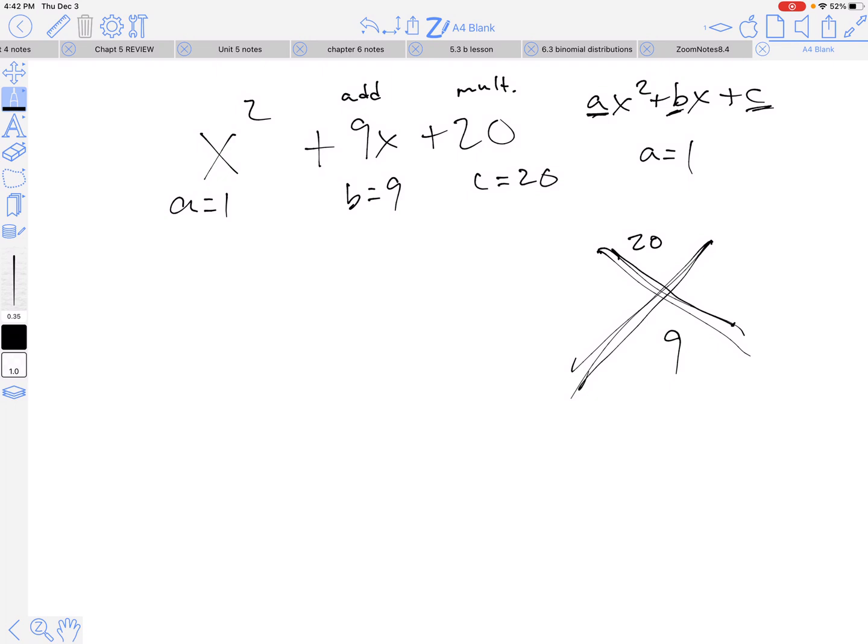Multiplies to give me 20, adds to give me 9. We're always thinking what multiplies to give us that constant at the end and what adds to give us the b term. And like I said, this x just helps me remember: multiply, add.